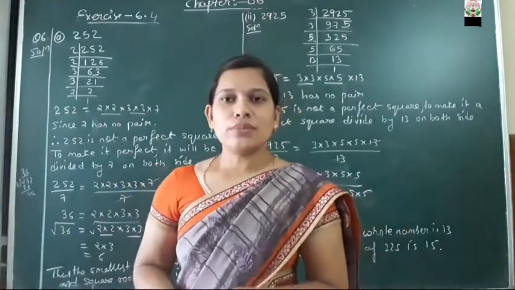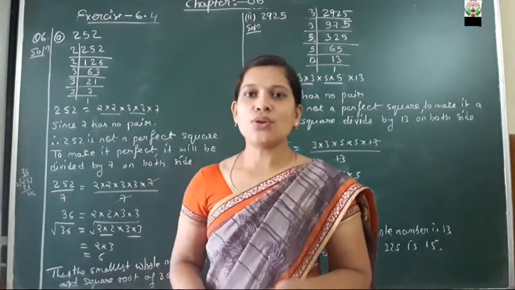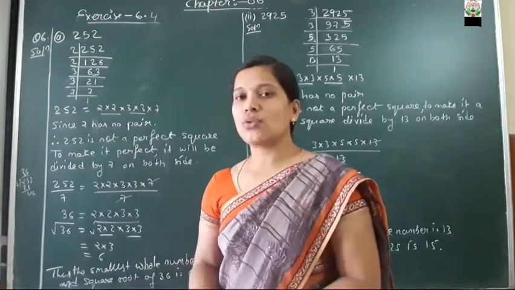moving towards question number 6, it says that we have to find the smallest whole number by which it should be divided to make it a perfect square, and find the square root of that number.